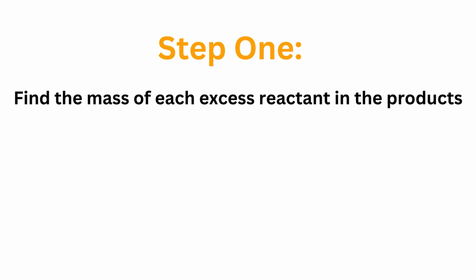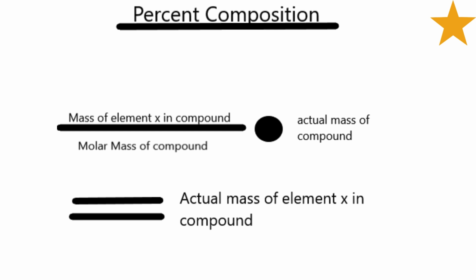The first step to find the mass of the excess reactants is to find the mass of each excess reactant in the products. This is because we need to know how much of the reactants was used up in the reaction. You may be asking yourself, how do I find the mass of specific elements in a compound when all I am given is the mass of the compound? Well, here is where an important concept comes into play.